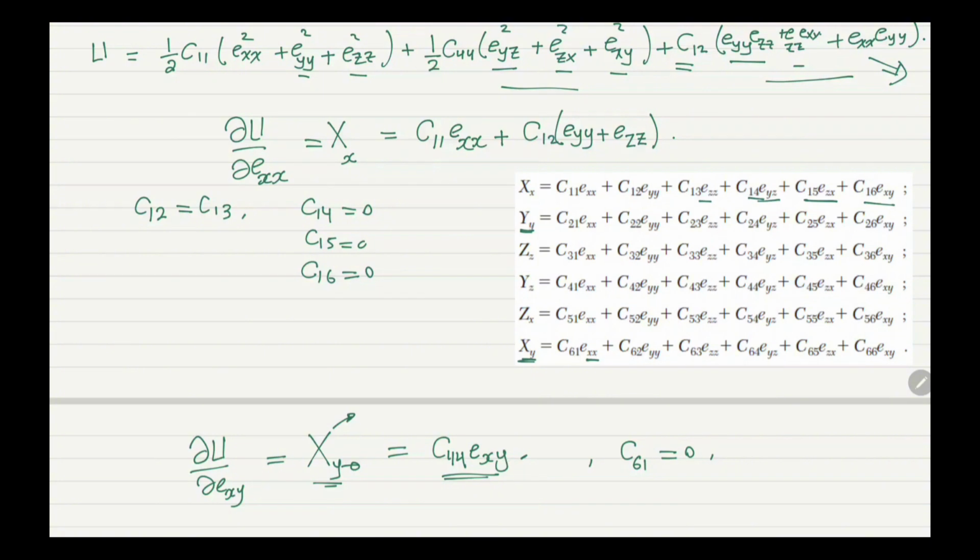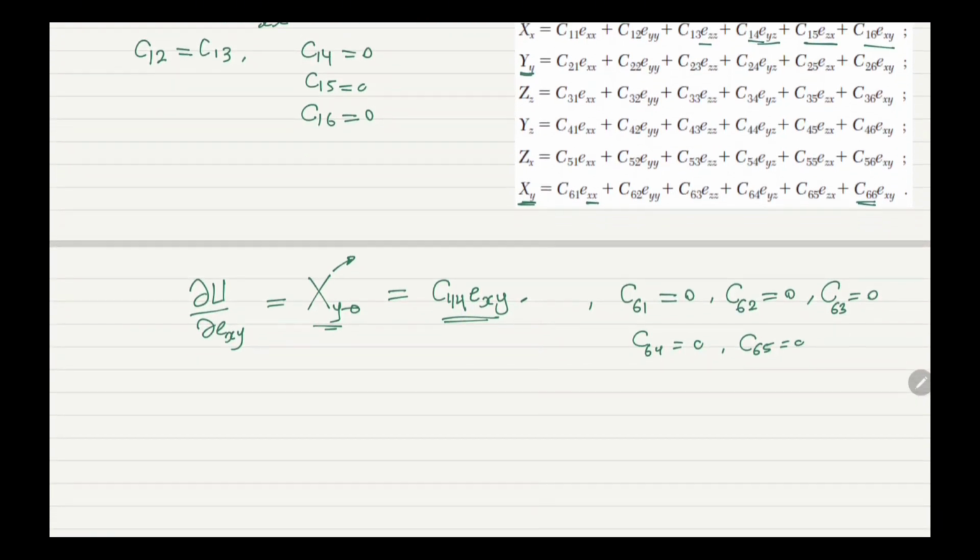We compare this one with this one here: C62 equal to 0 as well, C63 again equal to 0, C64 equal to 0, and C65 equal to 0. The only one we have here is C66, and it's related with EXY, and this is C44. In this case, C44 is actually equal to C66.